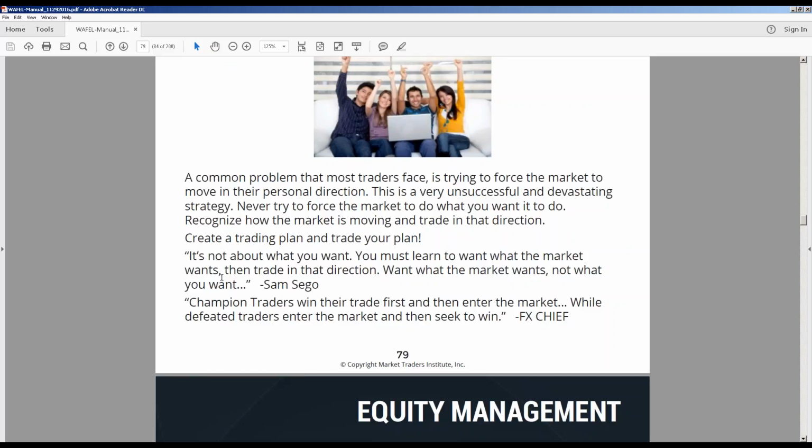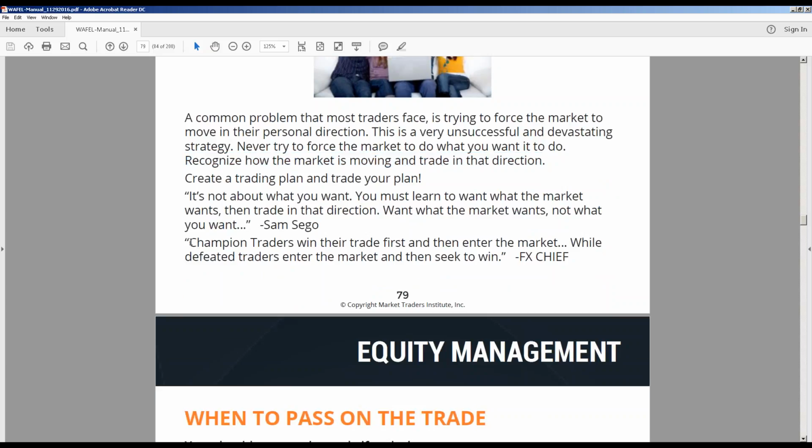A common problem that most traders face is trying to force the market to move in their personal direction. This is a very unsuccessful and devastating strategy. Never try to force the market to do what you want it to do. Recognize how the market is moving and then trade in that direction. Create the trading plan and trade your plan. It's not about what you want. You must learn to want what the market wants. Then trade in that direction. Want what the market wants, not what you want. Now, champion traders think first and then enter the market, while defeated traders enter the market and then seek to win.